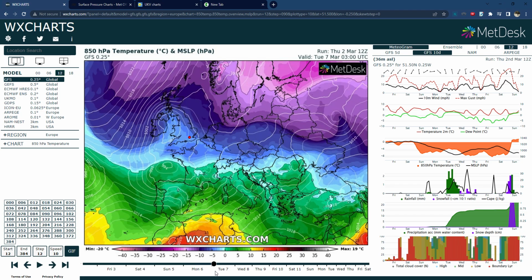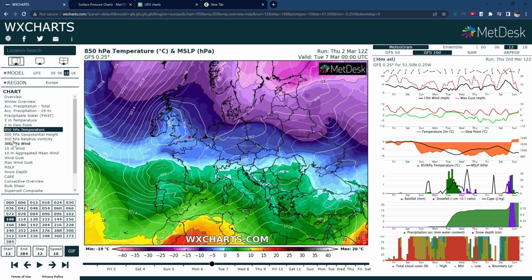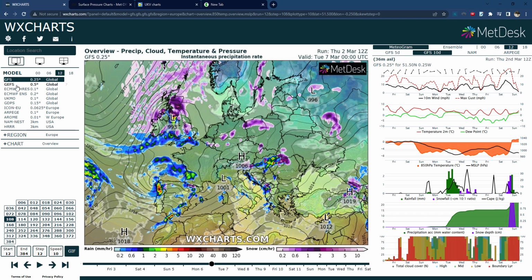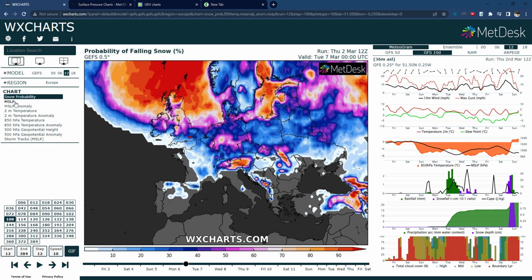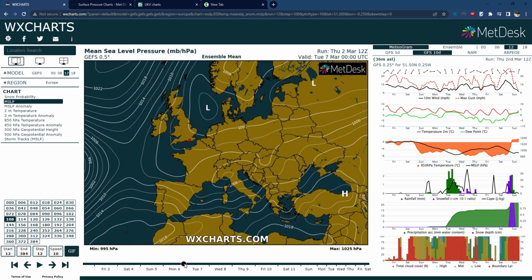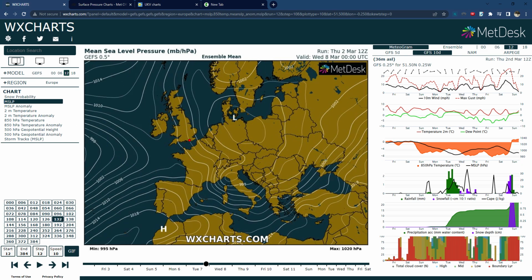Then during Monday and Tuesday, we get this little low across the UK. Not super high confidence on exactly where this low will be. If I show you the mean sea level pressure, you can see the mean shows the low across the North Sea. So we don't know quite where the low is going to be, but we know that by Tuesday we're going to be getting a northerly flow.